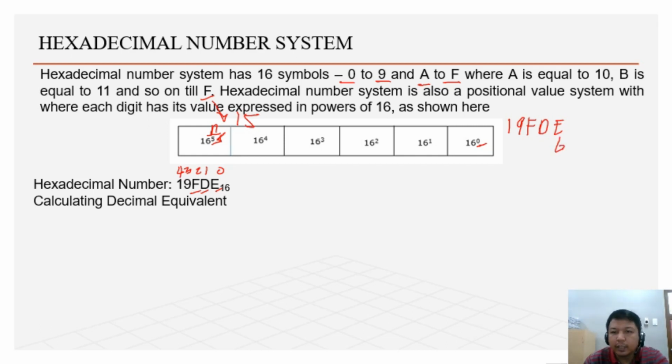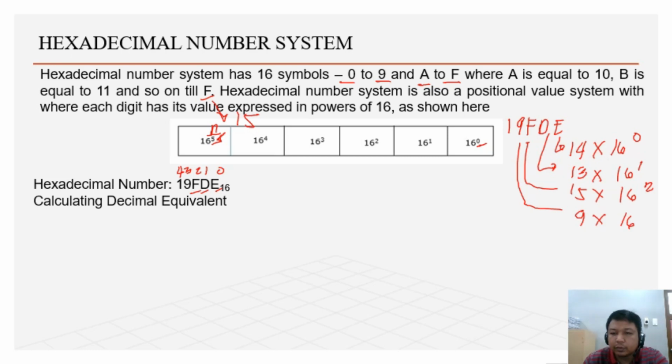So we multiply E. E is 14, then that is 14 times its positional value, that is 16 raised to 0. We have here D is 13 times 16 raised to its position. We have F, that is 15 times 16 raised to 2. We have 9 times 16 raised to 3. And then we have 1 times 16 raised to 4.